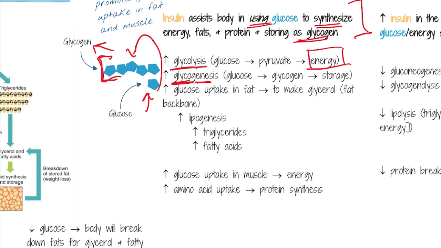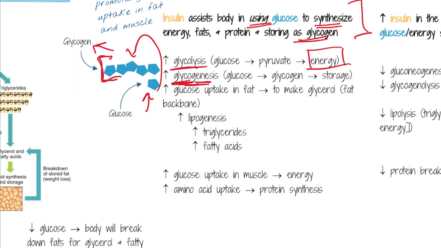So again, glycogenesis is taking the glucose that's in the blood, taking it out of the blood, turning it into glycogen, and then storing it in the liver. So it's pushing it away into the liver, taking it out of the blood. So again, that's another case where insulin is taking glucose out of the blood.